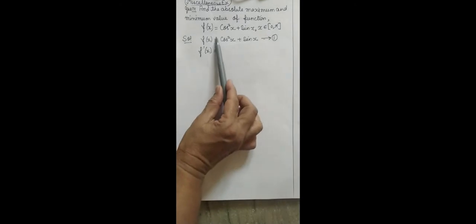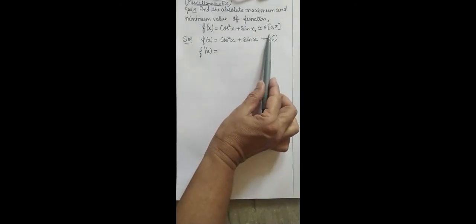So students, I am going to discuss with you one more question of absolute maxima and minima. I have chosen question number 14 of the miscellaneous exercise as it is an important question, and I have particularly chosen the question which involves trigonometric functions. So the question is like this: find the absolute maximum and minimum value of the function f(x) is equal to cos square x plus sin x, x belonging to the interval 0 to pi.